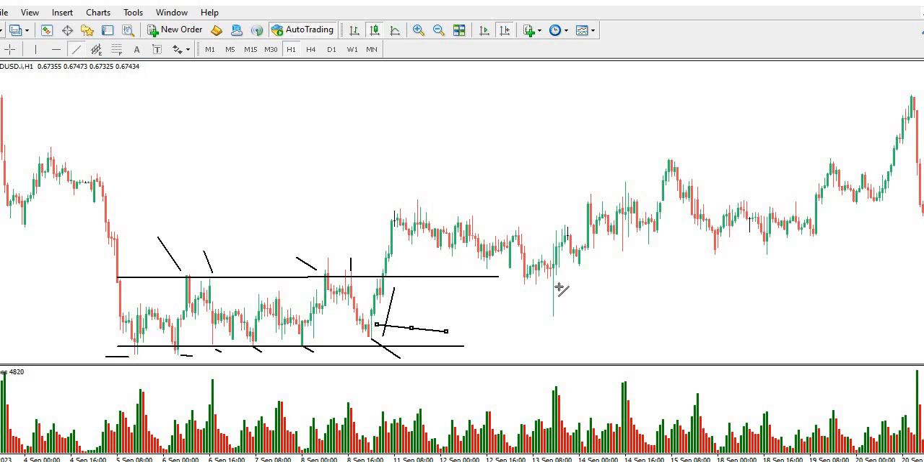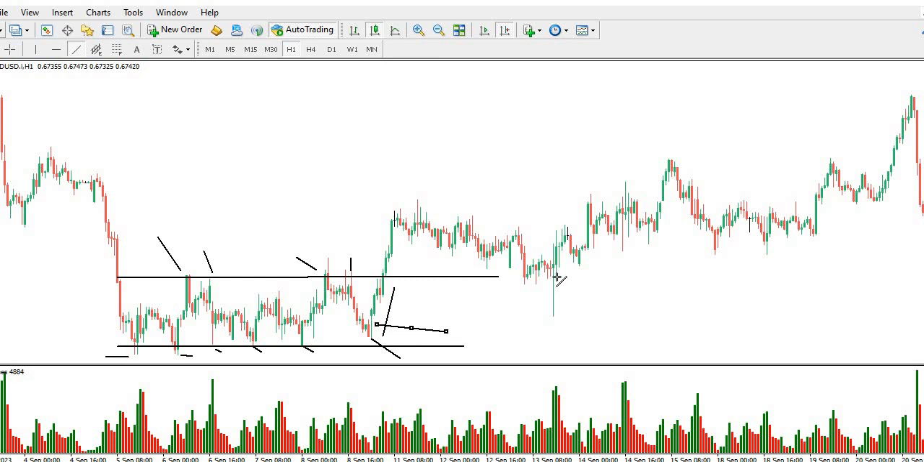We will wait for the pullback move to touch the upper trend line in case the market breaks to the upside, and we will wait for the pullback move to the downward trend line in case the market breaks to the downside. And once it retests the trend line and forms a bullish candlestick in the bullish scenario and a bearish candlestick in the bearish scenario, only then will we enter the market.